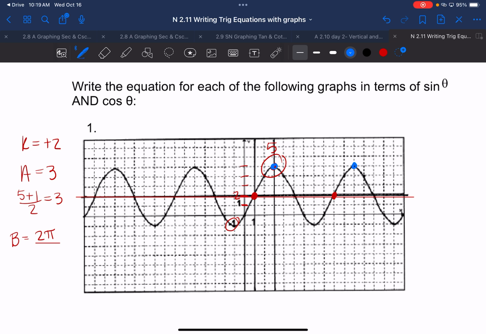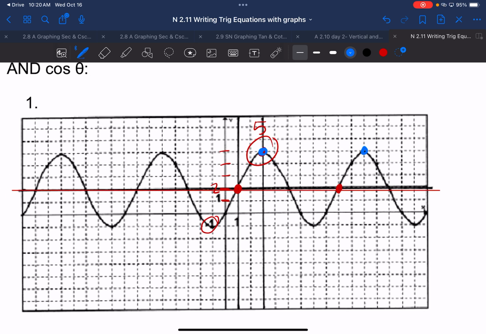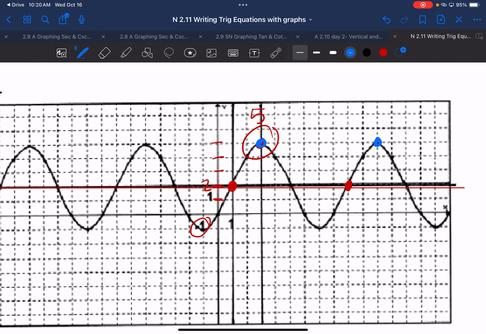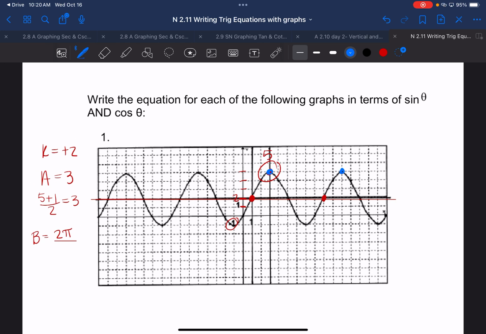All right. So let's see, how many lines is it from one point to the next? How many lines is it between either those 2 blue dots or the 2 red dots? Either one. 8. Okay, so that must be my period then, right? 8 is the length of this cycle. So then I'm going to come over here and divide this by 8.